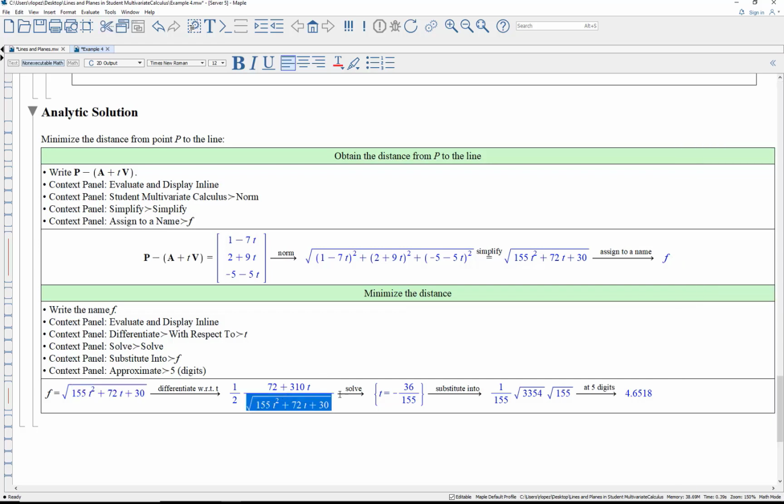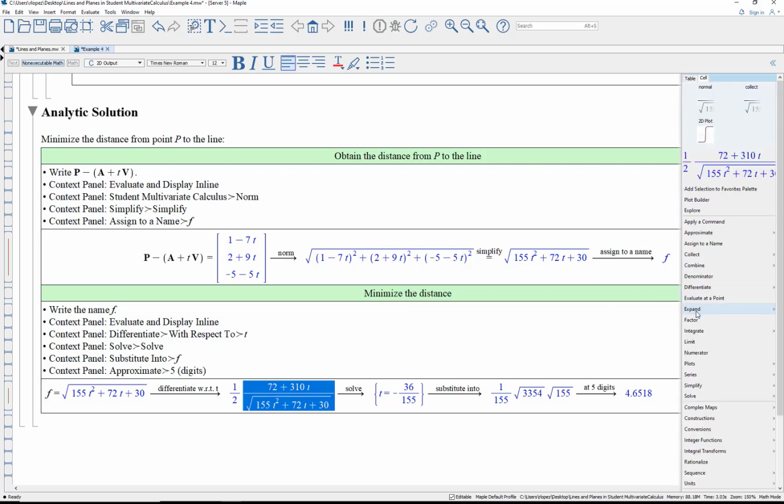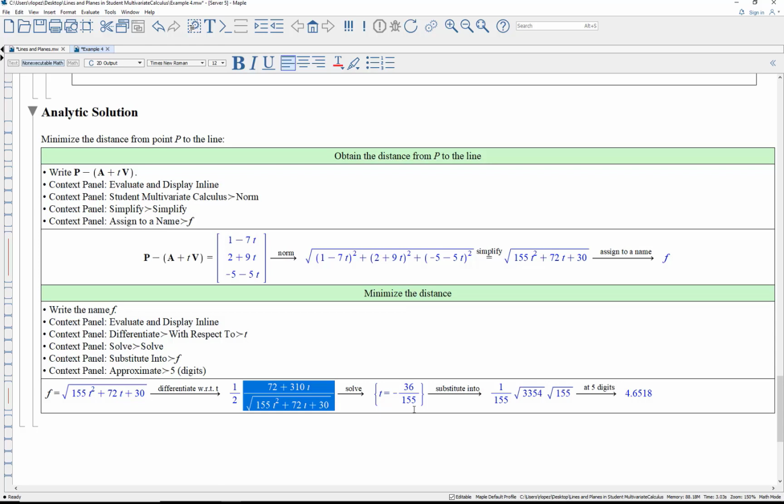You get this expression. Maple's solve command assumes you meant to set it equal to 0. So here, let's do solve. Where did solve go? Solve. And you pick the simplest solve. You get t equals this.